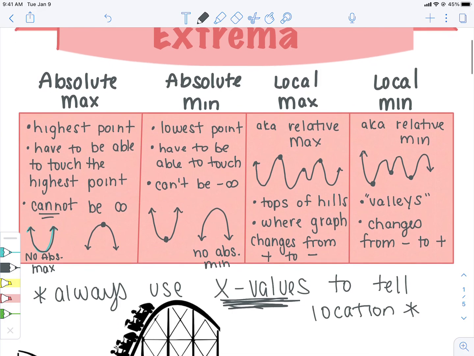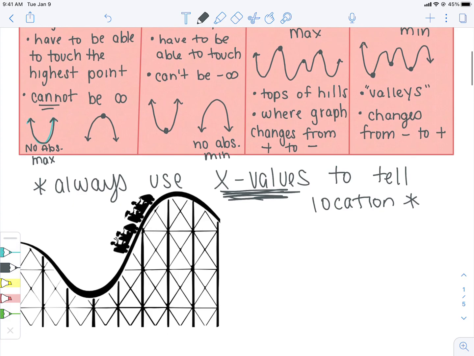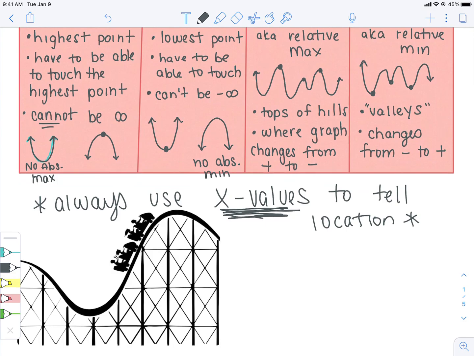The other somewhat helpful way to think about this is if you look at this like it's a roller coaster, or if you take all of these graphs and think about them as if they were a roller coaster, you're always reading them from left to right. It's like if I was hopping on the roller coaster here and traveling along, I'm always going from the left side over to the right side. So if I want to say the absolute max, the highest point on that graph is going to be up here. That would be my absolute max.